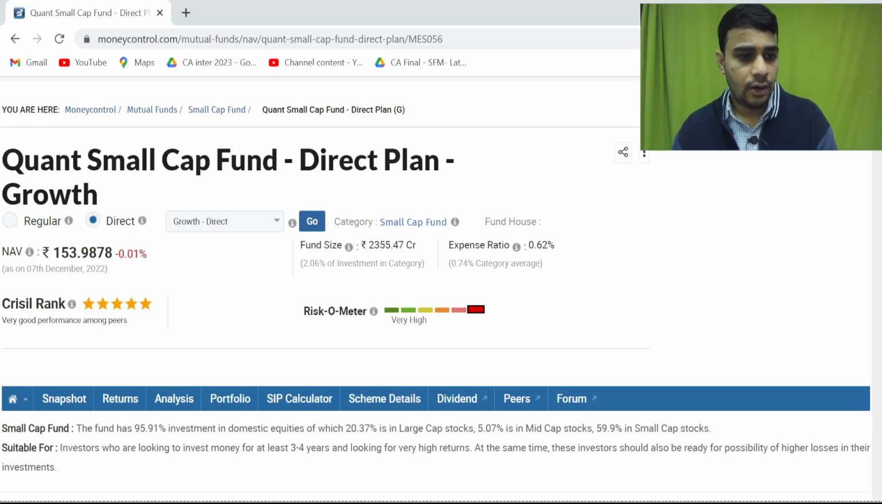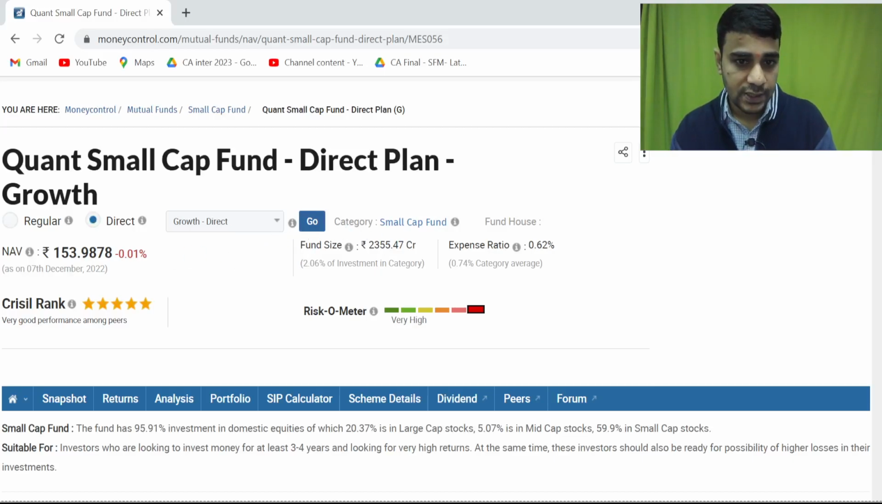Normally, when people invest in a mutual fund, they don't say that they want to buy 2 units, 3 units, or 5 units. What they say is, I want to buy 1,000 rupees of mutual fund. So units allotted will be 1,000 divided by 153.9878, which will again be in decimals. So the number of units will be in decimals, and the NAV will also be in decimals.